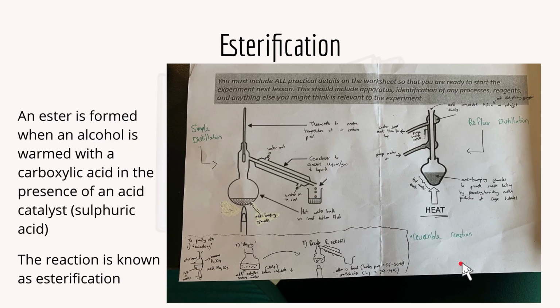And then we have more on esterification. You can have a read for the diagram. An ester is formed when an alcohol is warmly reacted with a carboxylic acid in the presence of an acid catalyst, which is sulfuric acid, and this reaction is known as esterification.